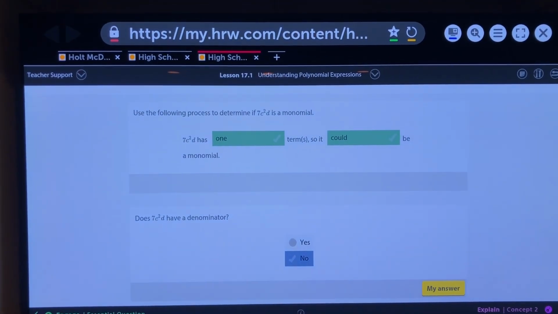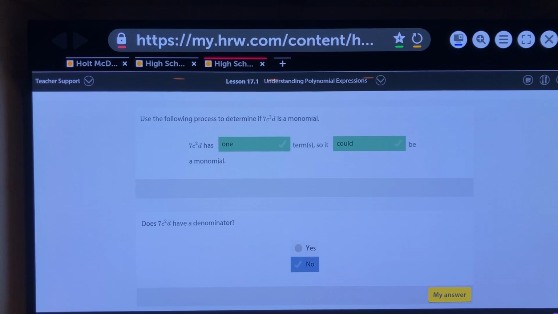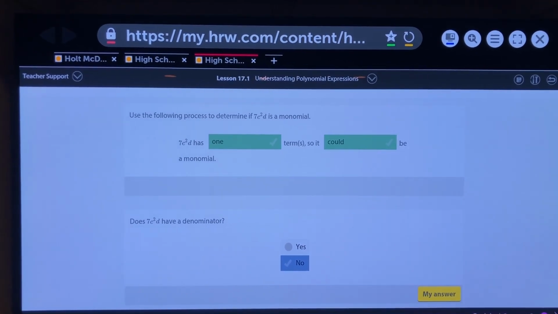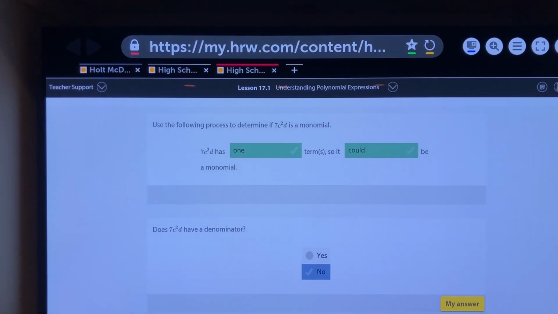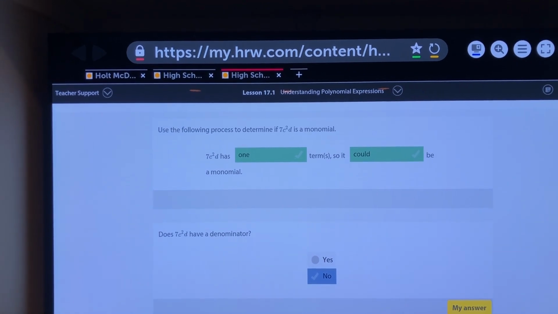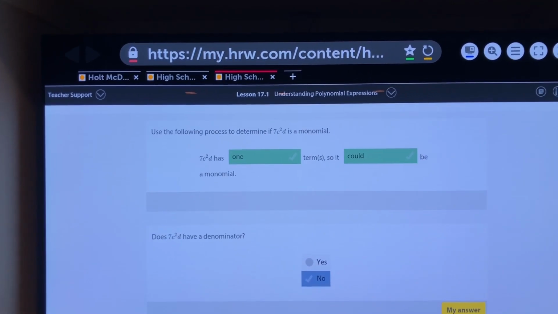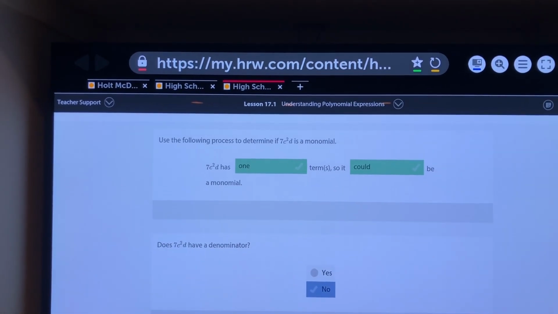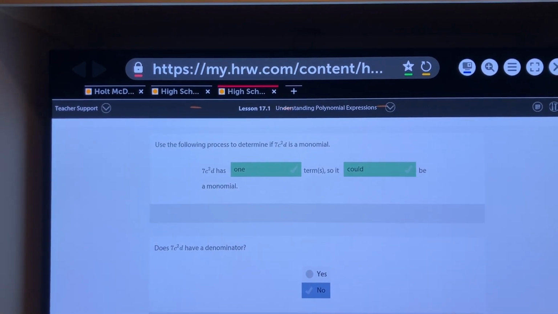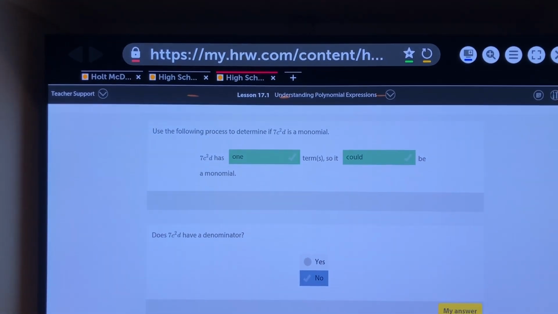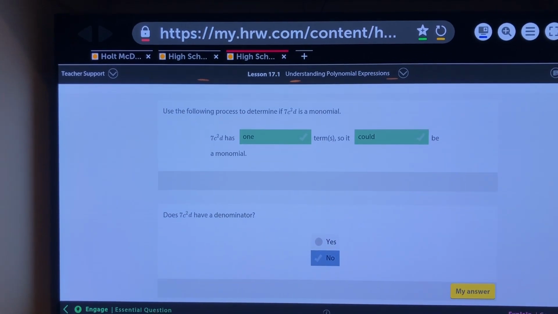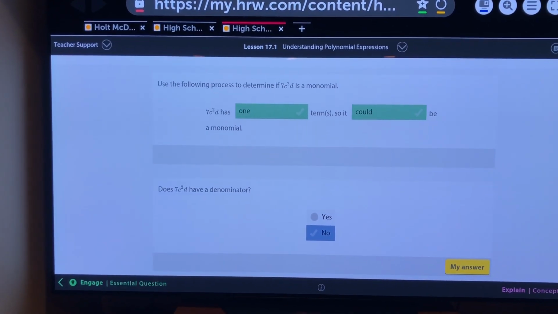So in the first example, to expedite things, I already put the answers in place for you. We're going to try to determine if 7c squared d is a monomial. Okay, so it has one term, so that checks. That means it could be a monomial. It does not have a denominator.